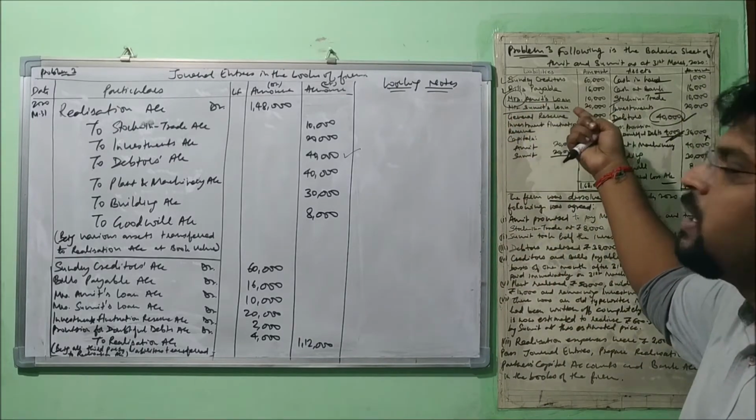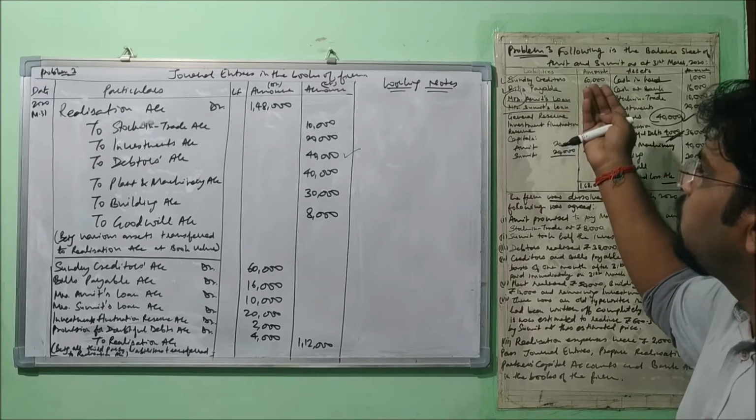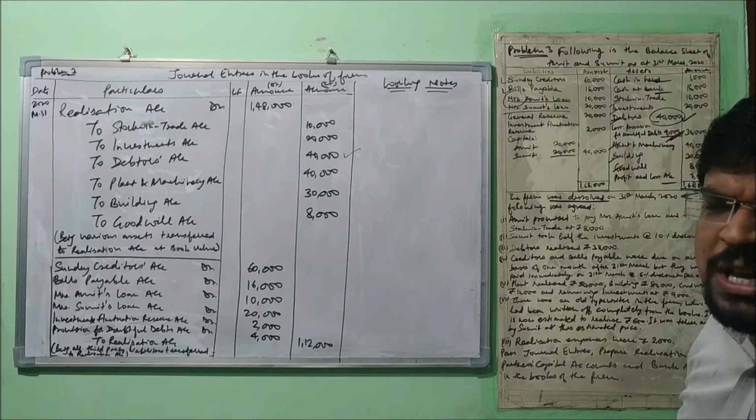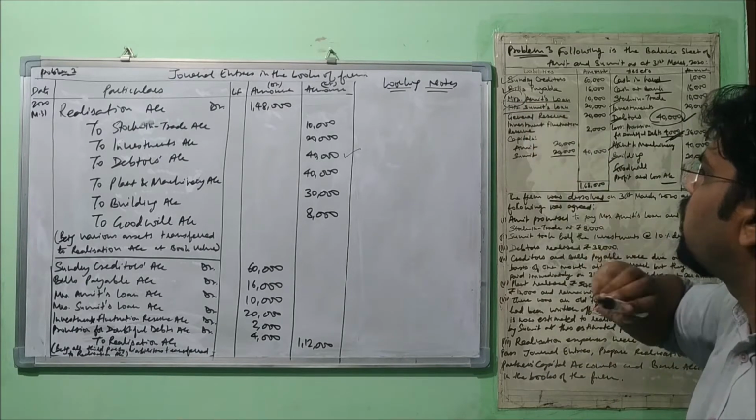This is a third party liability. If they had used the words Amit's wife or the words Mrs. Amit's loan, the meaning is the same. So that is why both of these have been transferred here.